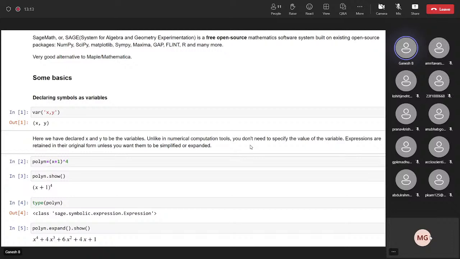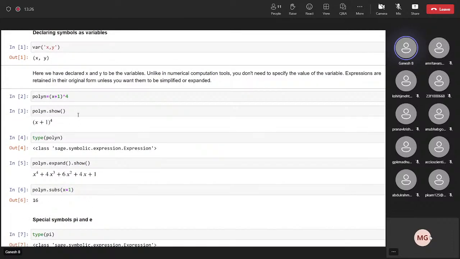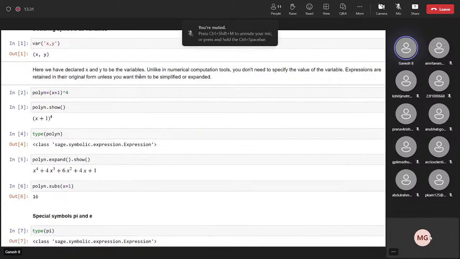SageMath will treat x as a symbol. x will not hold any value unless you pass something to it. Till you pass a value to x, it acts as a symbol, and you can't really do that in other computational tools. You can do this in Maple and SageMath.